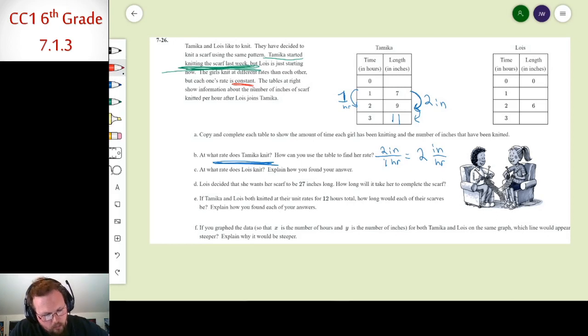How do you then go backwards? Well, you just subtract 2, and you find that she started with a scarf that was 5 inches in length. Okay, so she started with a scarf that was 5 inches long. So that's how you're going to have to do it if you don't have a starting spot at 0, 0. Because of the head start, it changed things.